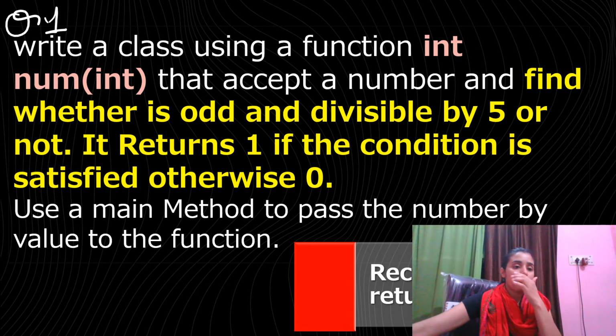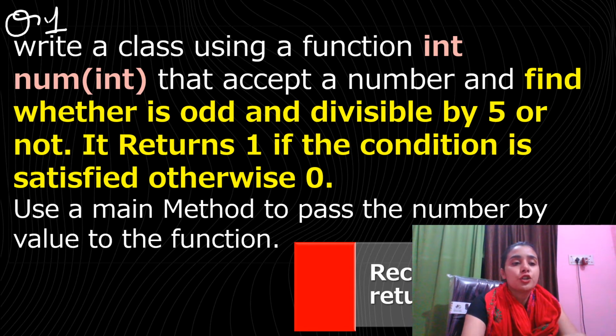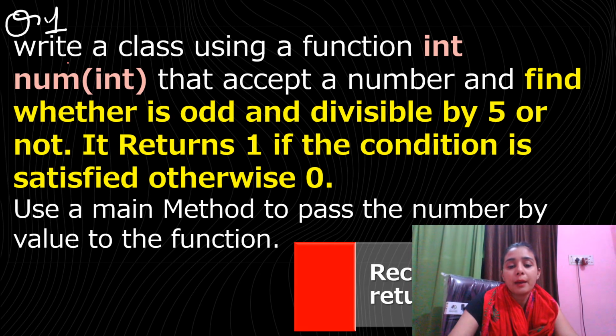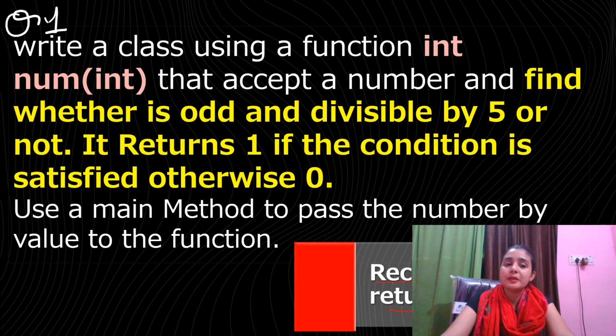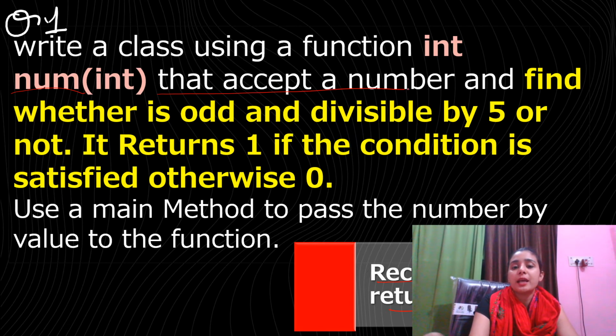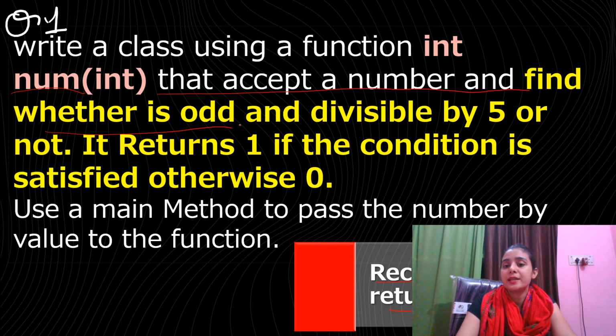So guys, moving ahead, read the program there. The program is receiving and returning, both things are there. Our program says: write a class using a function int num that accepts a number and finds whether it is odd and divisible by 5 or not.